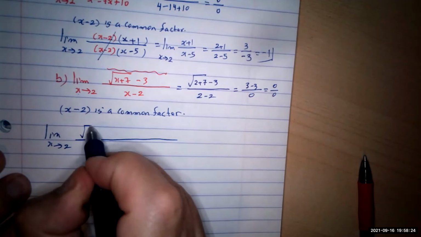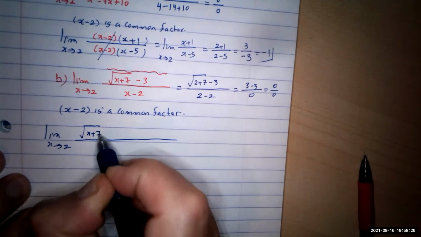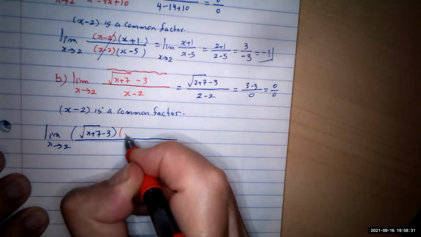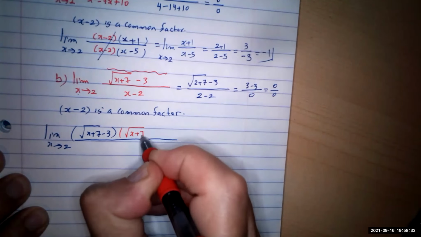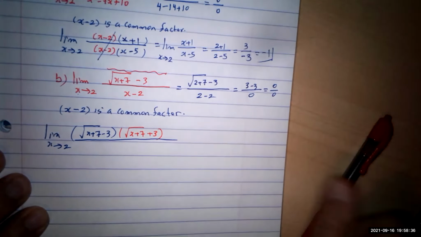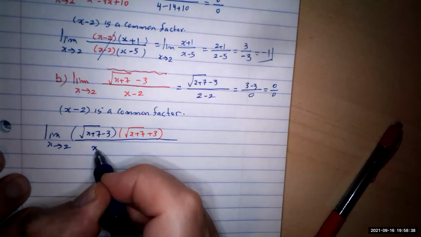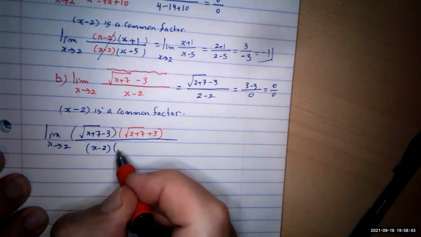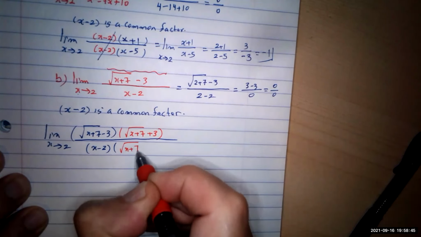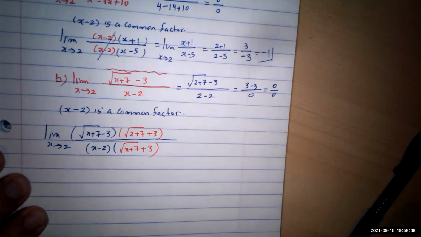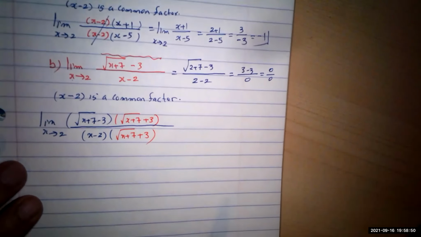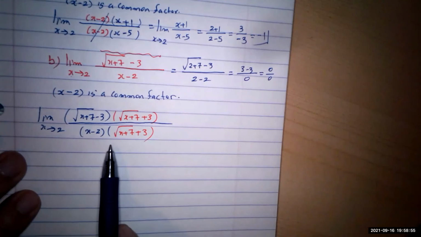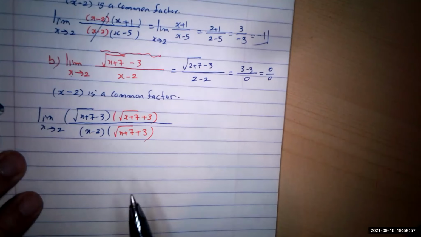And that is the original one, radical x plus 7 minus 3. So you have to multiply by the conjugate, and this is going to be the conjugate, radical x plus 7 plus 3. You do the same thing to the bottom: x minus 2 times that conjugate part, radical x plus 7 plus 3. You FOIL the top, which is a special FOIL: the square of the first minus the square of the second. You are not going to touch the denominator.